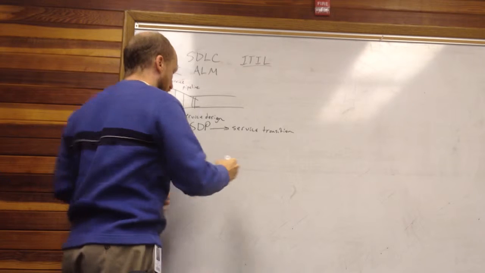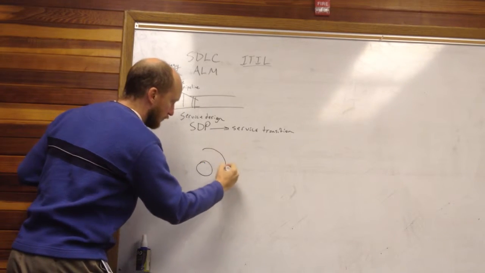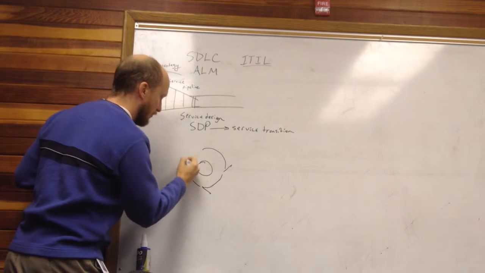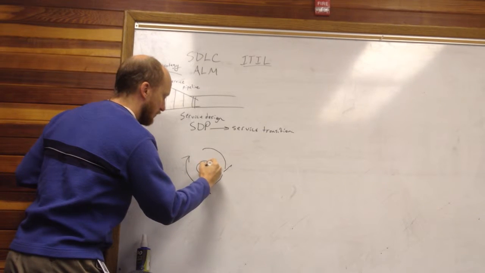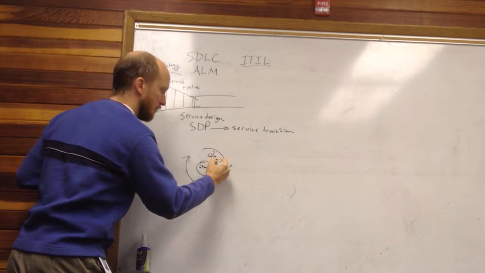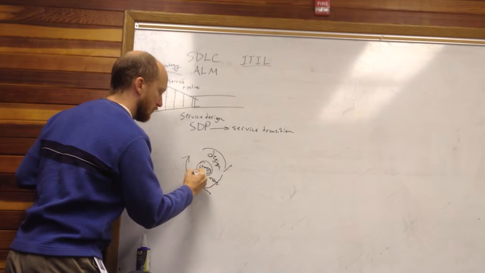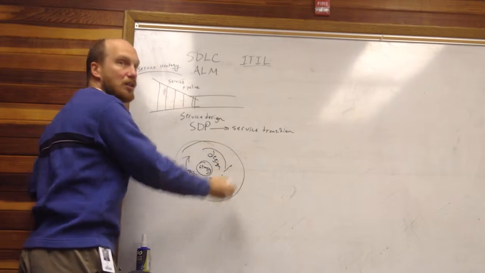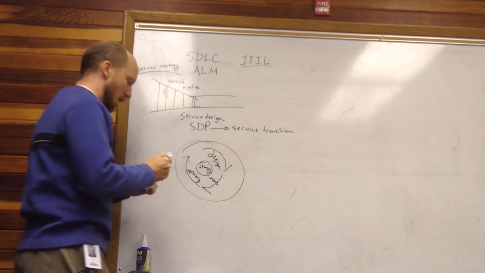And it's expressed... terrible job of drawing this. You've got the strategy here, which is the heart of it. You've got design, transition, operation, and then throughout is continuous improvement. Okay, it's kind of around everything.